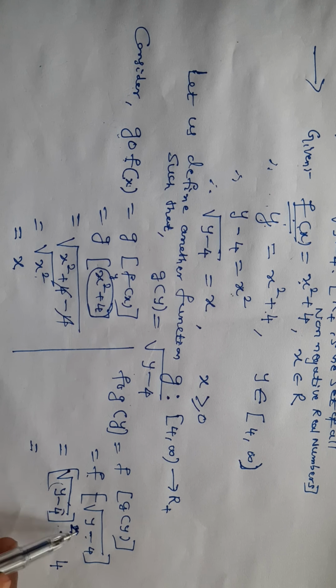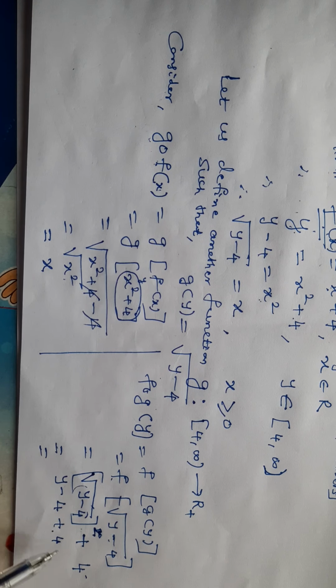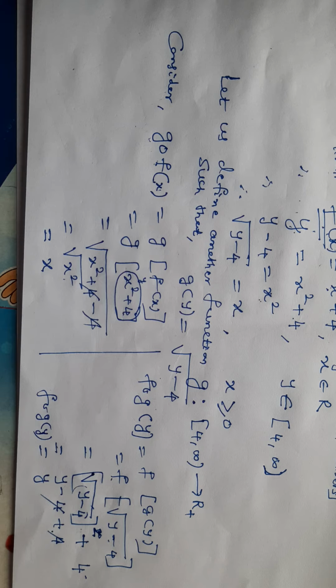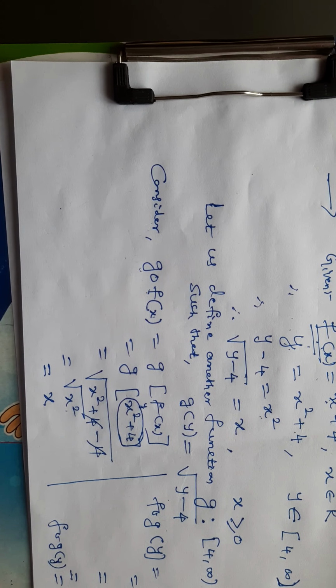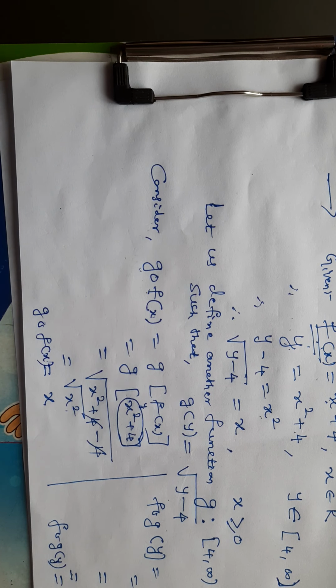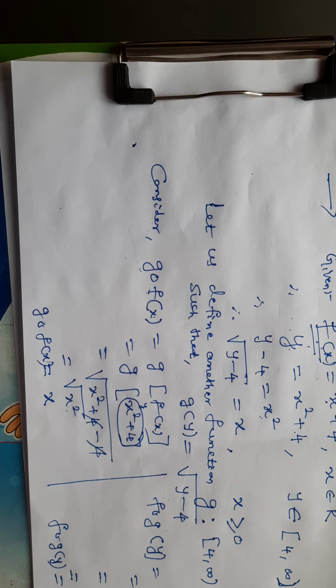Understand this? So don't cancel like this. Square and square root, so only the radicand remains, y minus 4. So I write this plus 4 as it is. Then plus 4 minus 4 cancels, I get y. Here, f of g of y, I got y. Then this one is g of f of x, I got x. So you can continue like this. I will write the steps here. Don't do like this in your notebook.